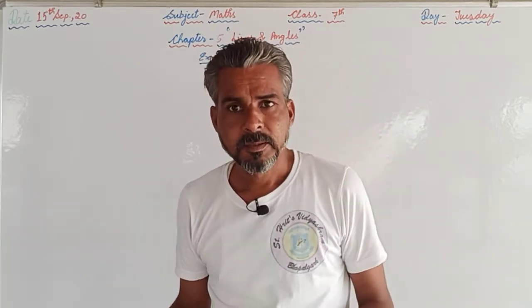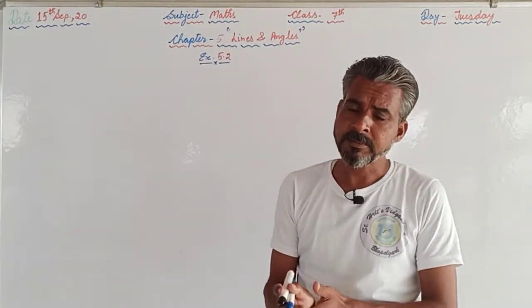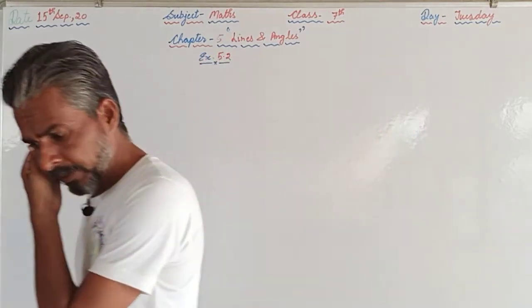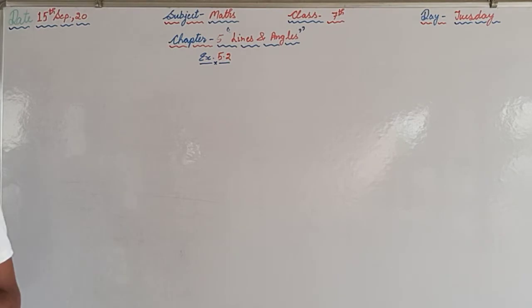So again we are ready with today's video. This video is for class 7th and the subject is maths, and we are continuing the same chapter, that is chapter number 5, and the name of the chapter is lines and angles. As you all know, we have started exercise 5.2 in the previous video, and we have completed question number 1 as well as question number 2. So now we will proceed to question number 3.